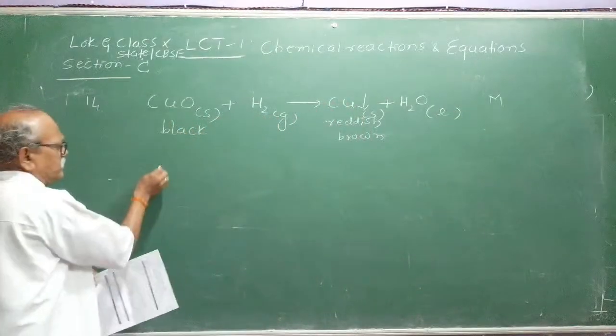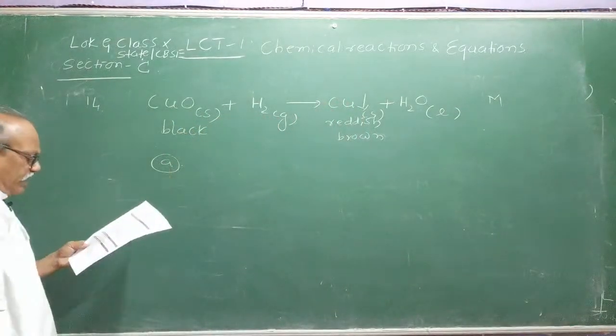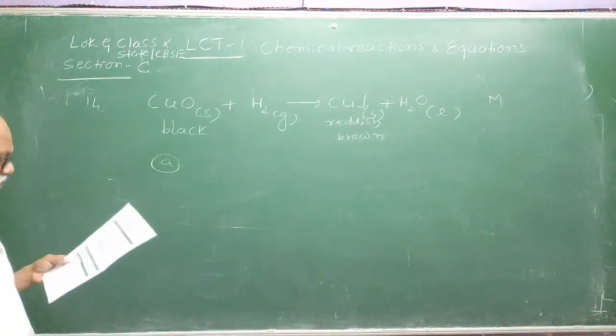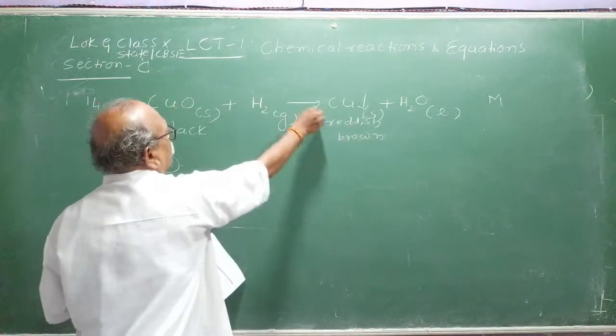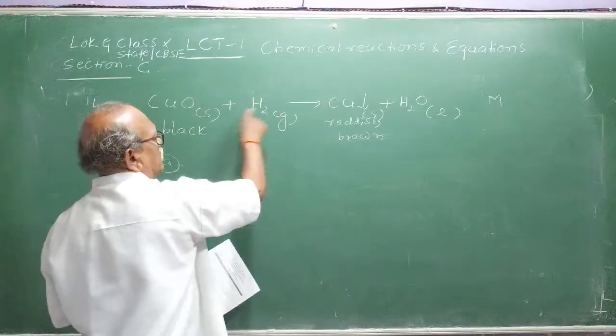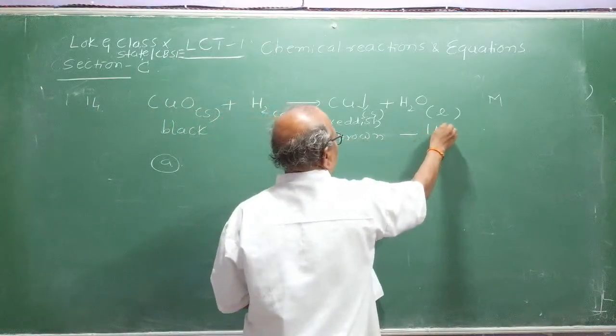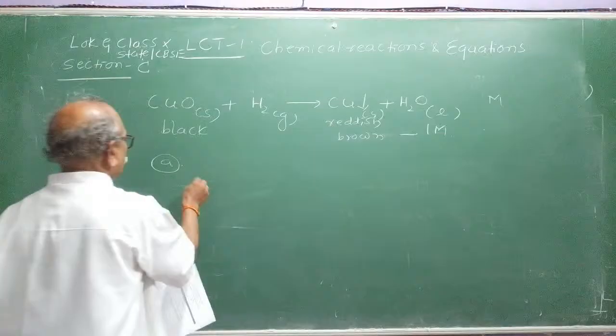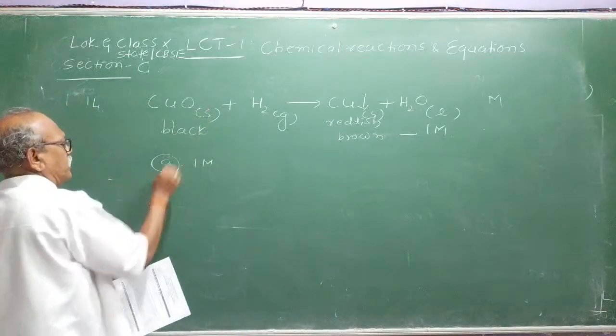What are the questions asked? Write the balanced chemical equation, 1 mark. Copper balanced, oxygen balanced. For this you will get how many marks? 1 mark. Part A: 1 mark is for writing the balanced chemical equation.